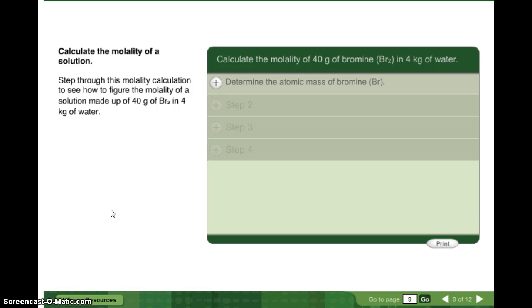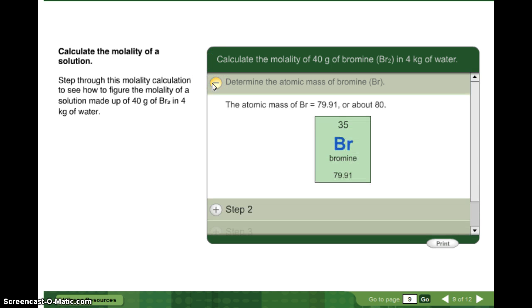This is part 2 of the 2.07 lesson, molality and mass percent. So we're going to calculate the molality of 40 grams of bromine in 4 kilograms of water. The first thing we need to know is the atomic mass of bromine, which is 79.91.